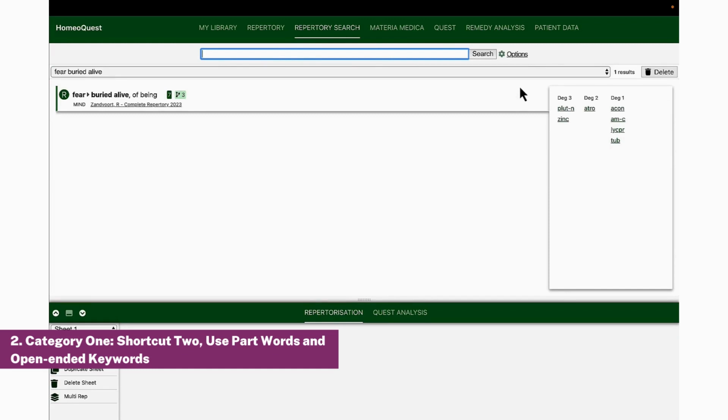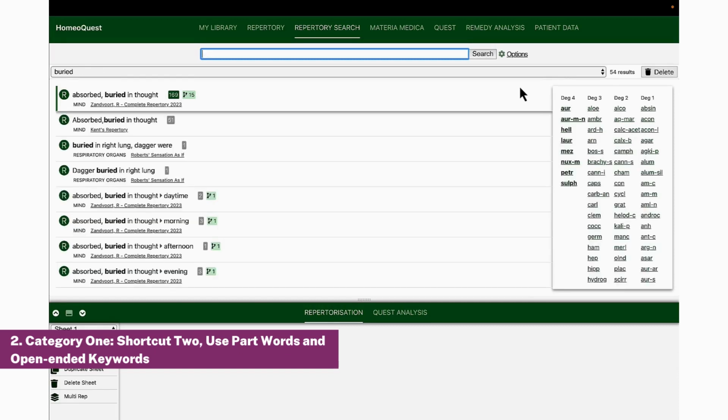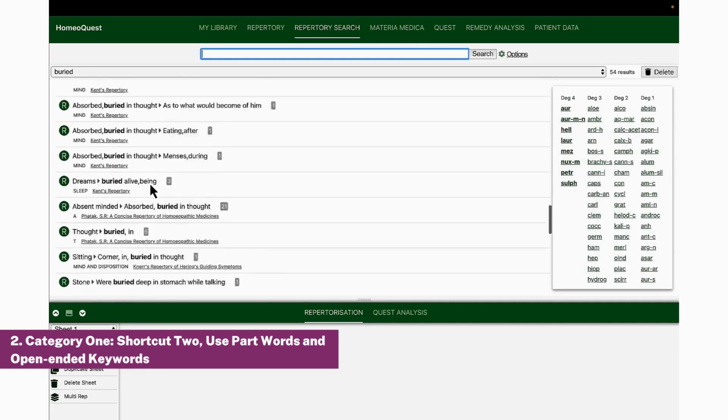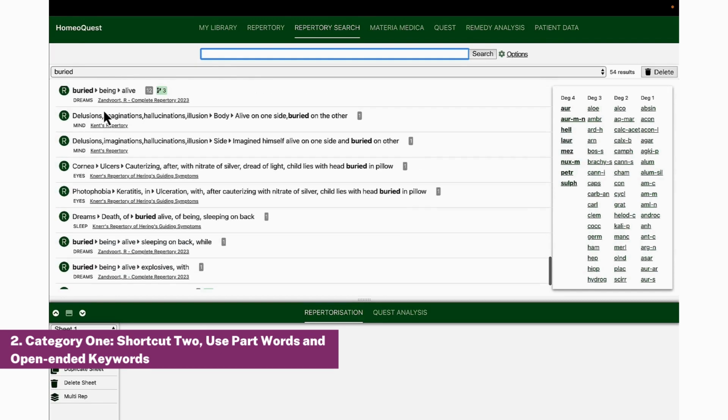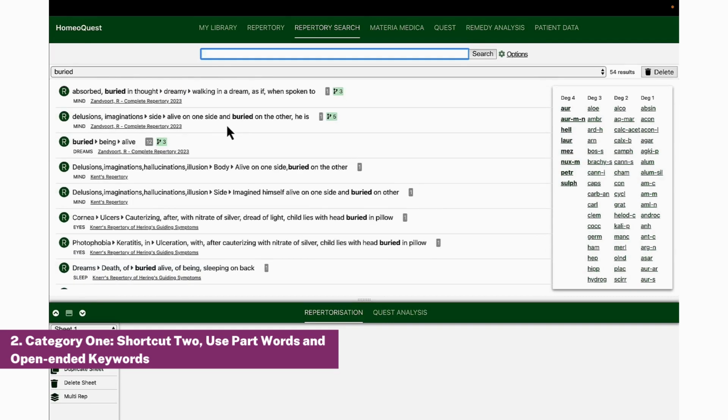So when you have such a situation, don't use the entire rubric or the entire symptom of the patient. Use keywords, something like just say buried, and see what comes up. Now, yes, there are some unrelated rubrics, but if you go down and check for some other mind rubrics, look at those. You have delusions, alive one side, buried on the other. You have dreams of being buried alive, 12 remedies. Again, a wonderful complement to fear.